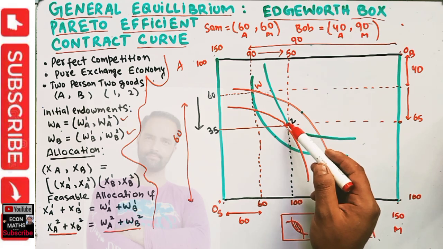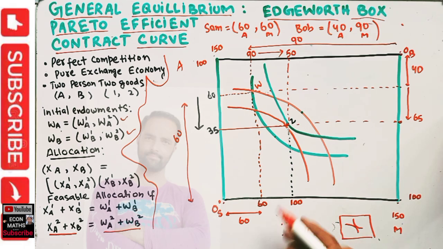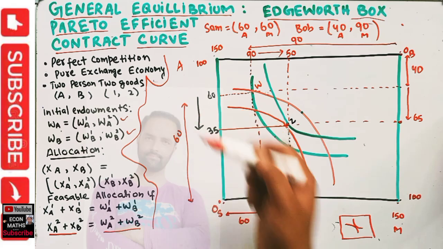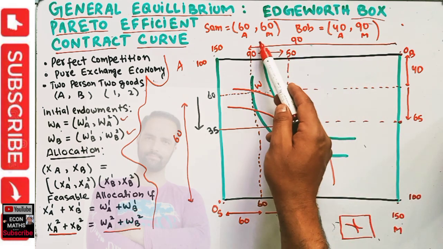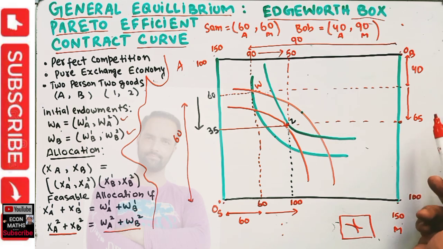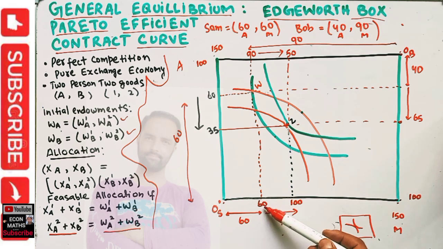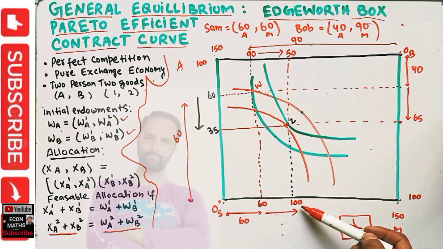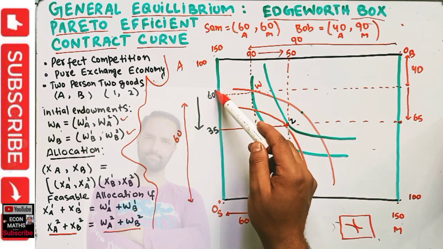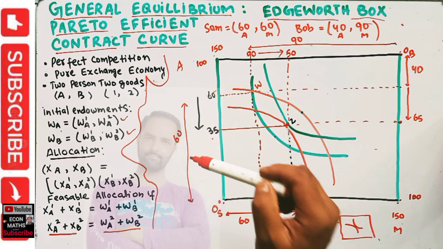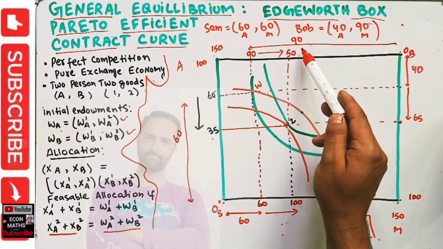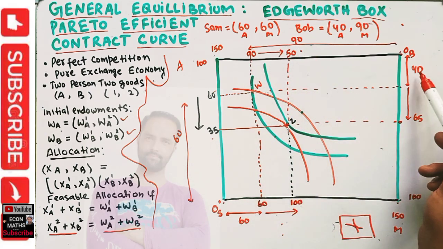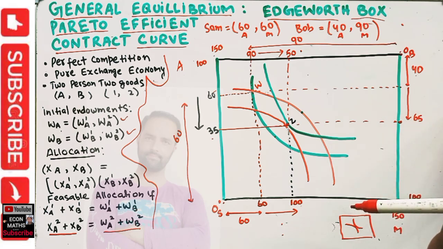So what exactly do we get here? Sam has exchanged some apples for mangoes, and Bob has exchanged some mangoes for extra apples. Okay, so Sam goes from having 60 units of mangoes to 100 units of mangoes, and from 60 units of apples to 35 units of apples. Bob goes from having 90 units of mangoes to 50 units of mangoes, and from 40 units of apples to 65 units of apples.